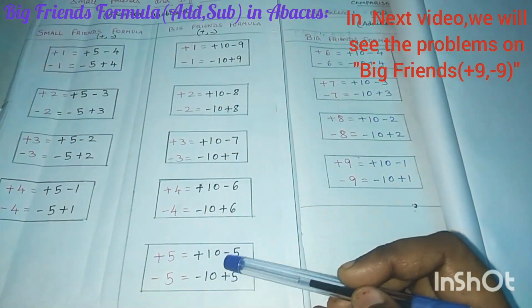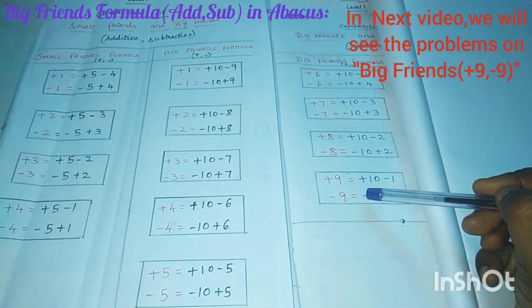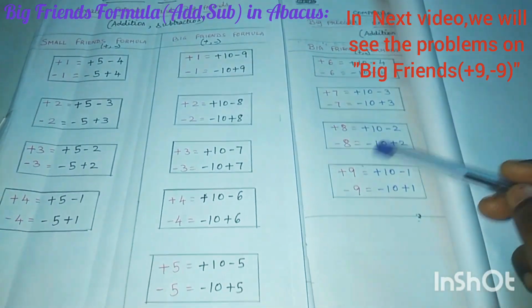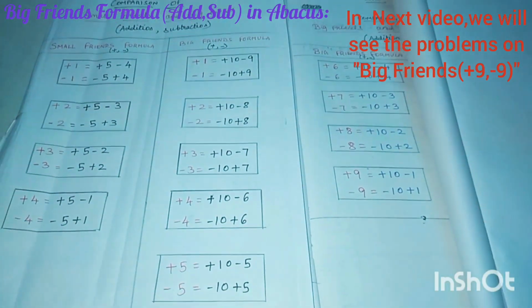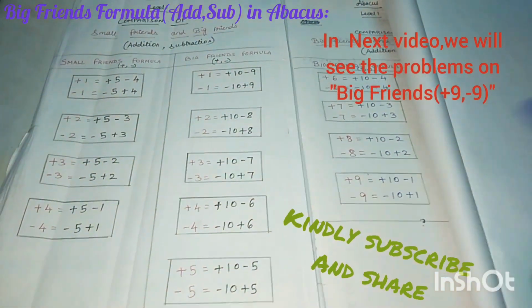Next, for adding or subtracting 5 or 6 or 7 or 8 or 9, when enough beads are not available to add, then directly we can take the help of big friends. You will be very clear while solving the problems, which I will explain from the next video, okay?